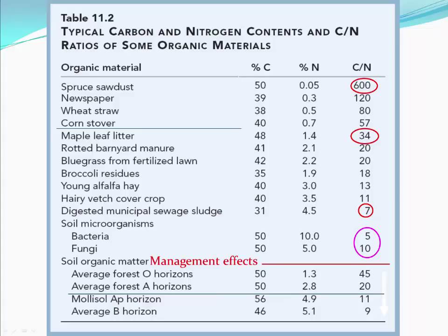Okay, the management effects that we can see here: organic matter in forested O and A horizons have less proportional nitrogen than grassland soils and subsoils. So the carbon in these materials is at a stable level. The carbon to nitrogen in the O horizons is still being broken down, but it's in that stable condition once it becomes part of the soil.